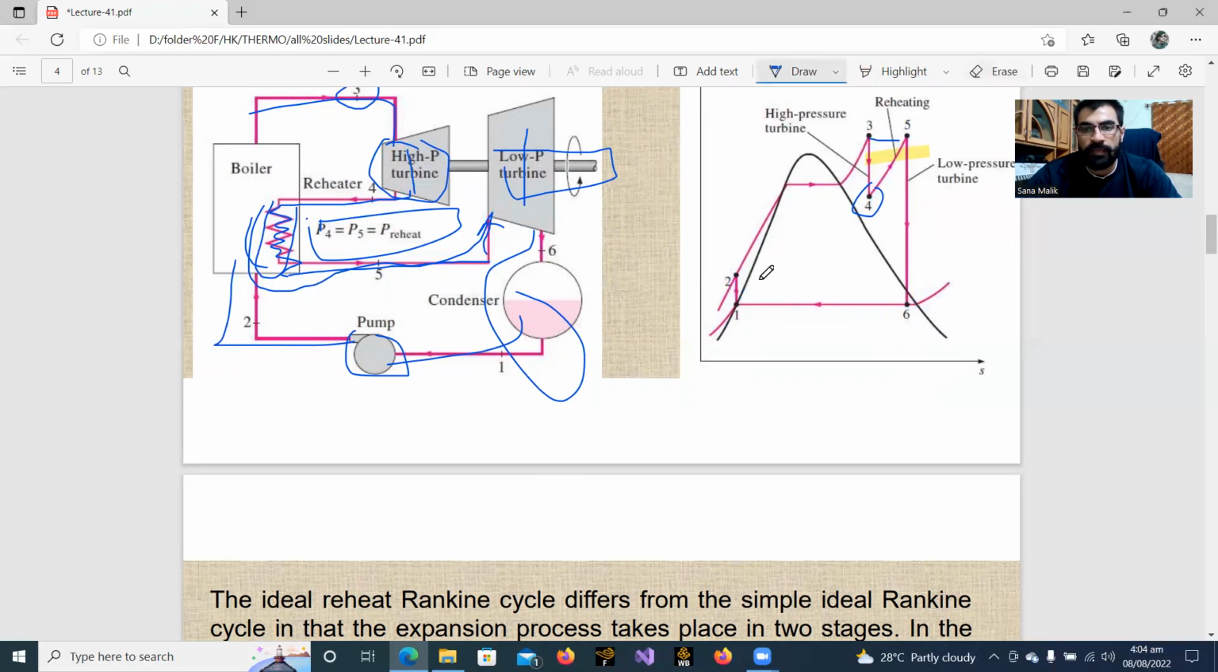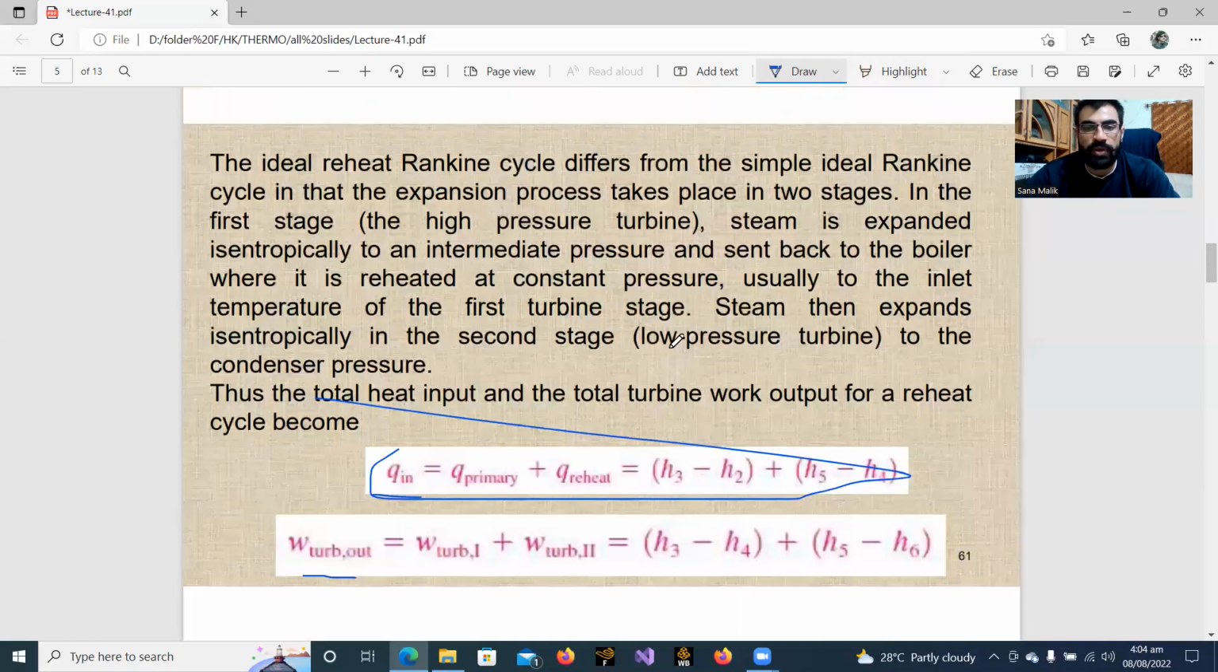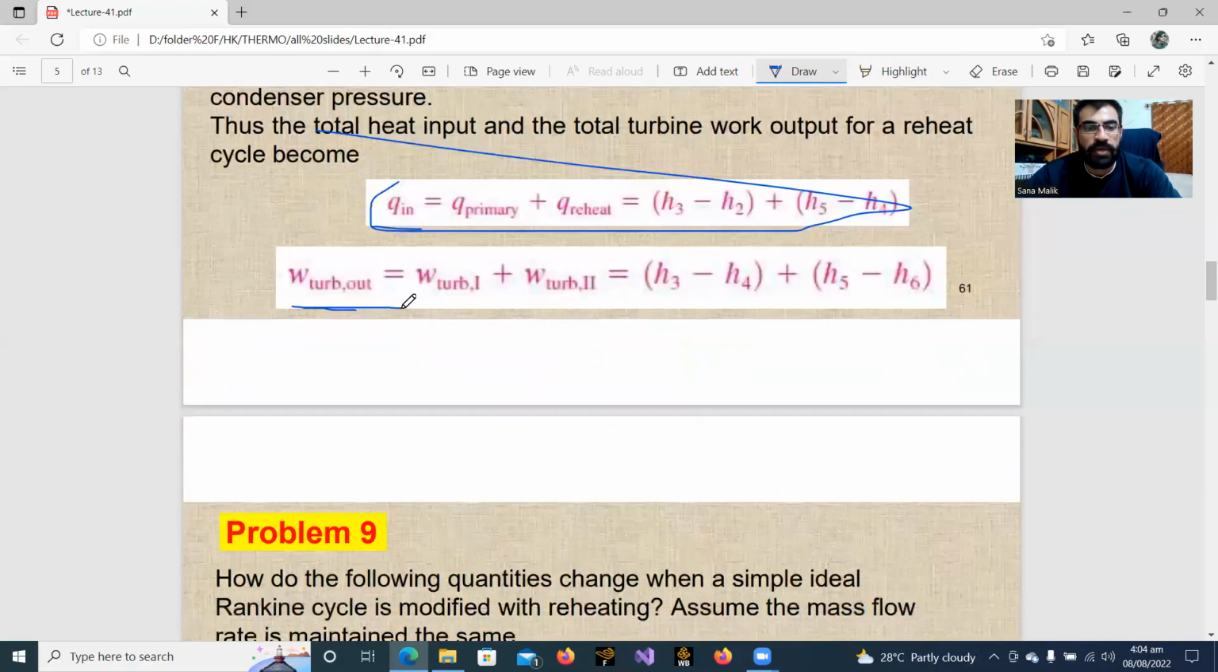So how can we add them? Basically, this is one turbine expansion, H3 minus H4. This is the second expansion, H5 minus H6, and we're going to add them together like this. We will find the turbine output.